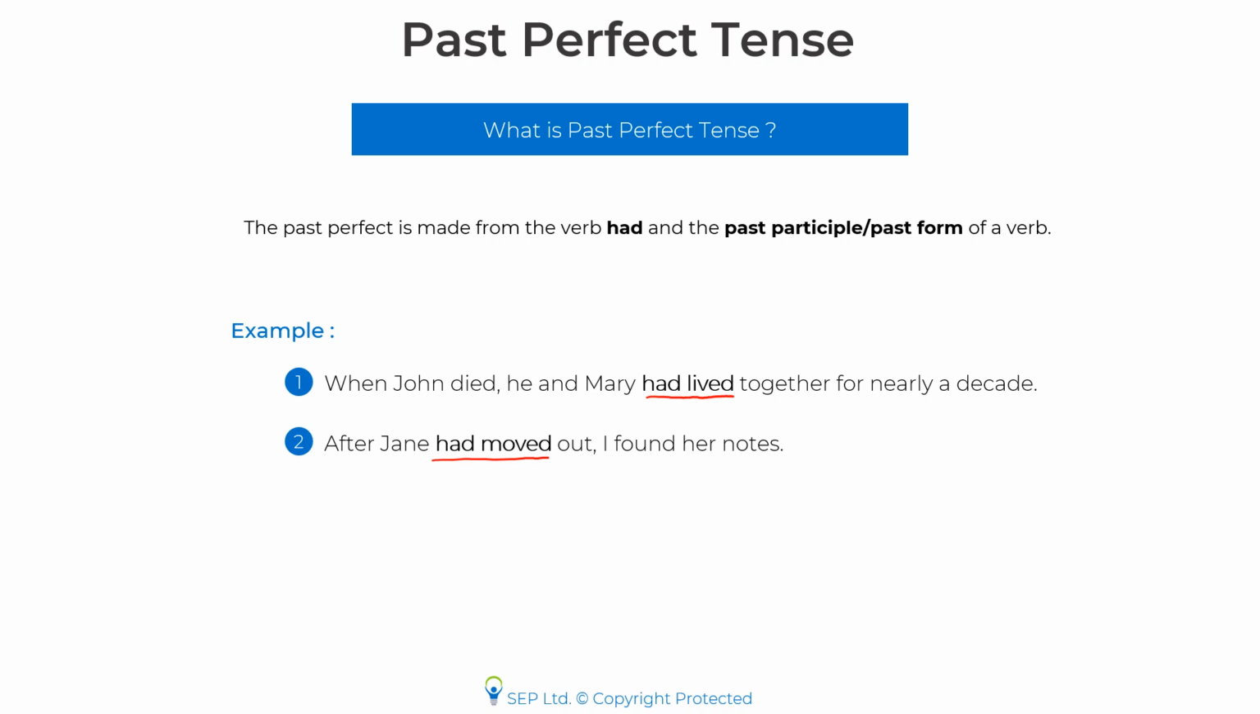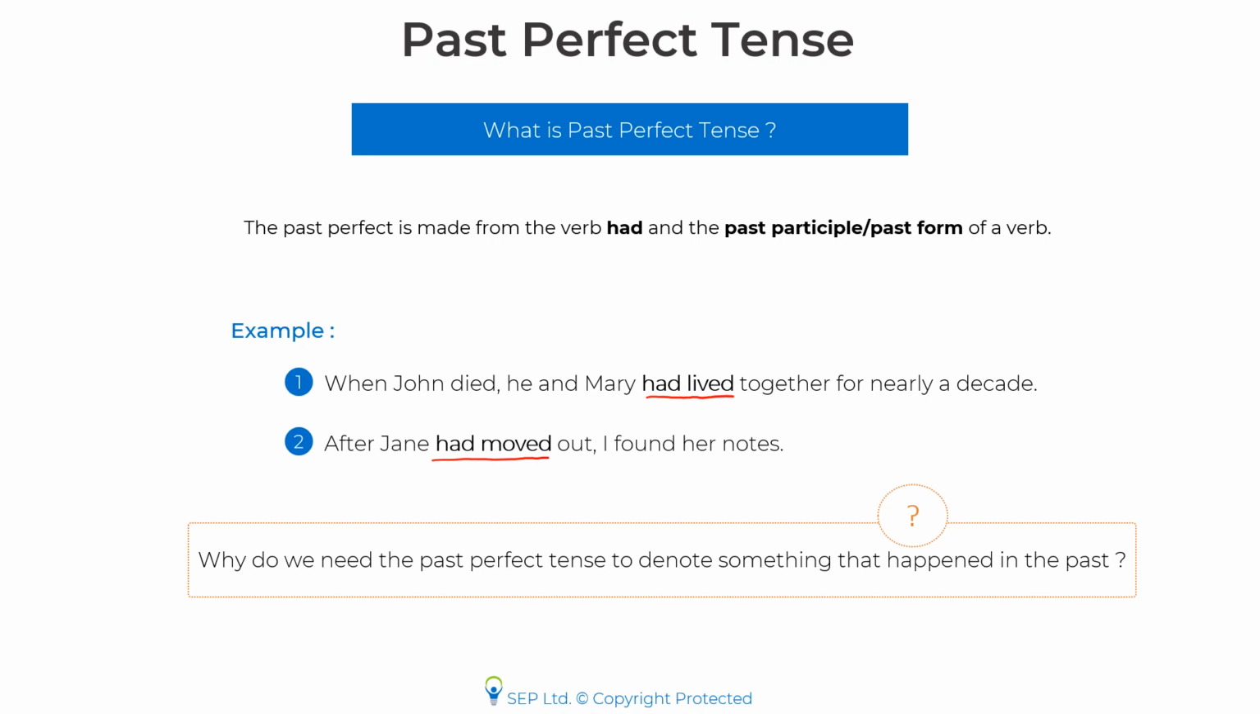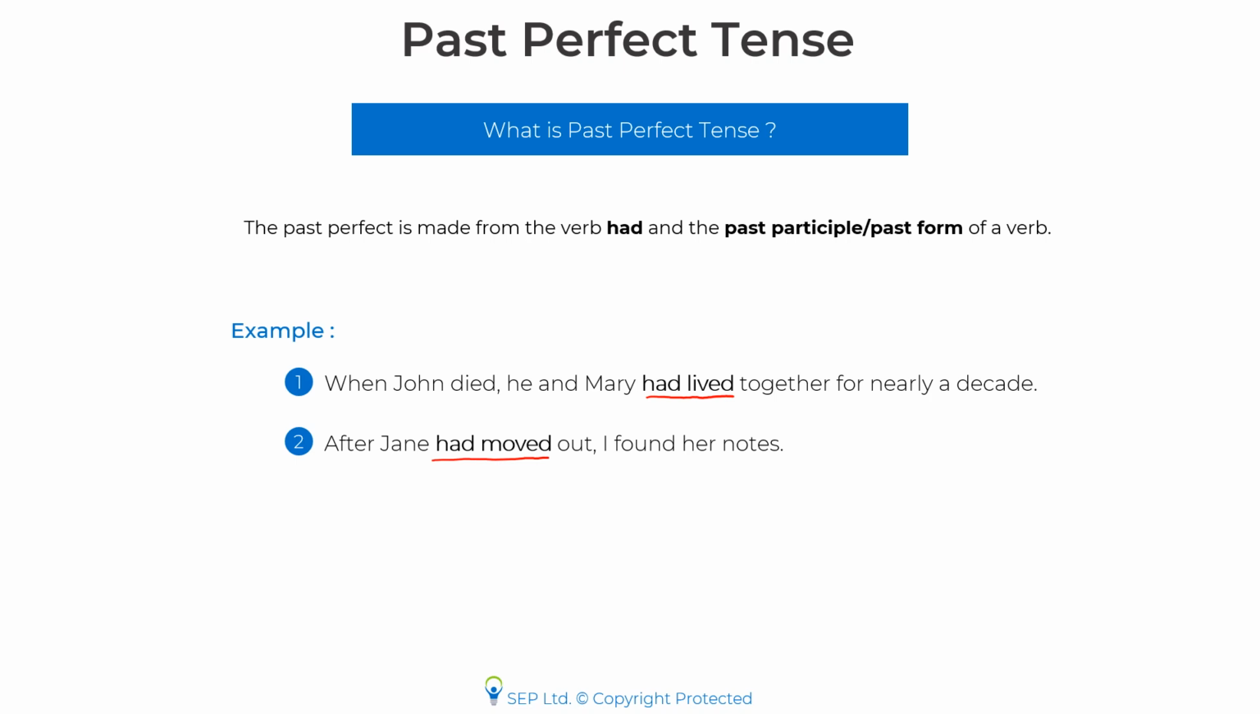Now, the question that is often faced by a lot of us, the question that arises in a lot of our minds is, why do we need the past perfect tense to denote something that happened in the past? If it happened in the past, we could simply use the simple past tense. Why do we need something called the past perfect tense? Let us see why.